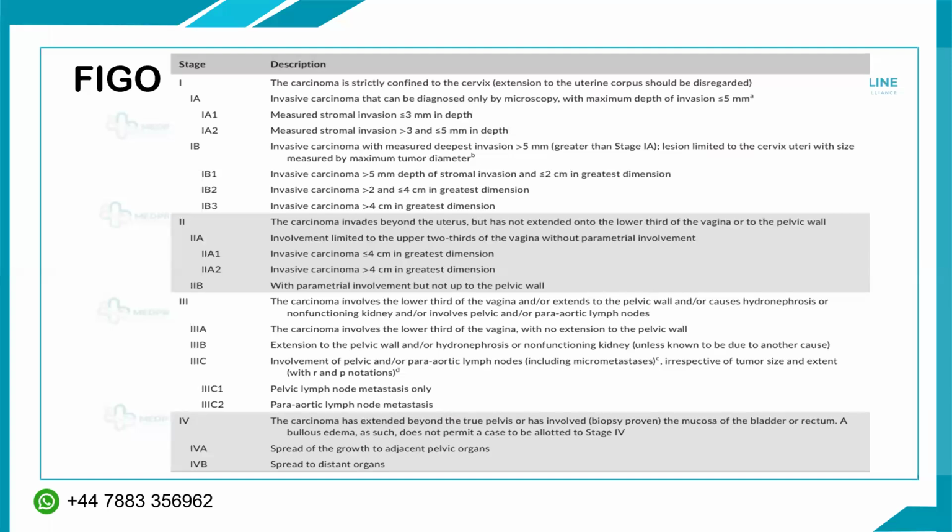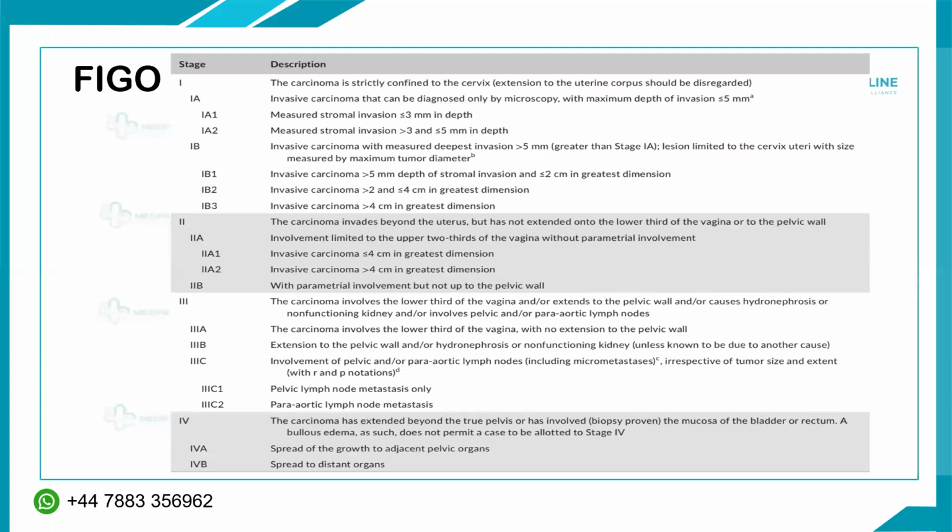Now coming to stage 3, which is also involving the lower third. Correct? Now we discussed the stage 2, which was upper 2/3 of vagina. Stage 3 is lower third of the vagina. So 3A is lower third of the vagina, but there is no extension to the pelvic wall. In 3B, very important and very frequently asked question is when the extension occurs to the pelvic side wall. So obviously, when the extension occurs to the pelvic side wall, the first and most important structure to be involved is the ureter, right? So you may have a hydronephrosis or a non-functioning kidney, which automatically makes it stage 3B.